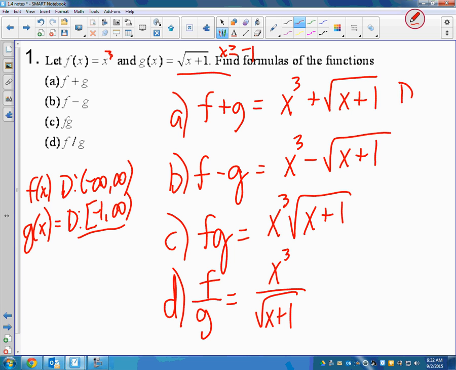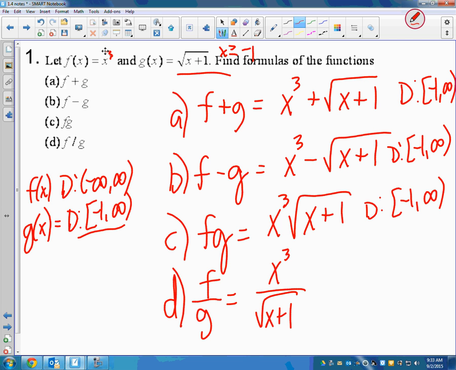So for the domain of this, I still can't have a negative under my radical, so it's going to be negative 1 to infinity. And for the next one, I still can't have a negative under my radical, so it's negative 1 to infinity. So on your addition, subtraction, and multiplication, for the most part, those domains are going to be the same, whatever the domain is when you combine those together.